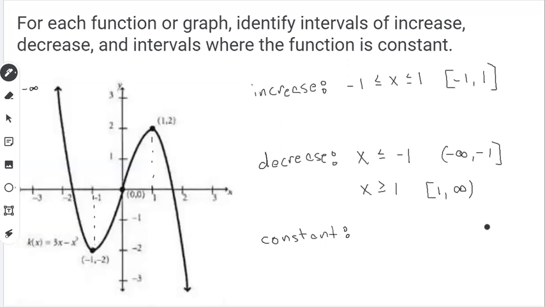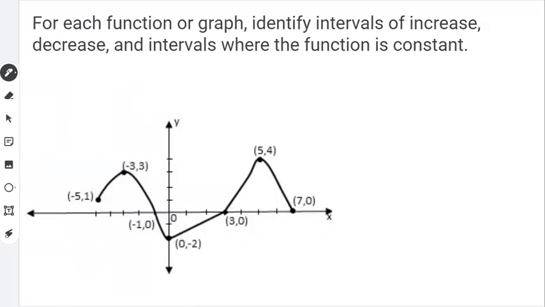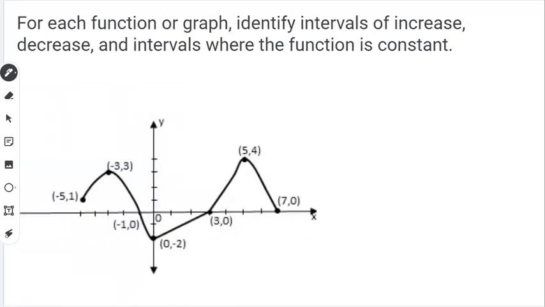Okay, let's move on to the next slide. Okay, for this function, just like the others, we want to identify intervals of increase, decrease, and constant. So I'm going to put increase up here, and then decrease, and then constant.